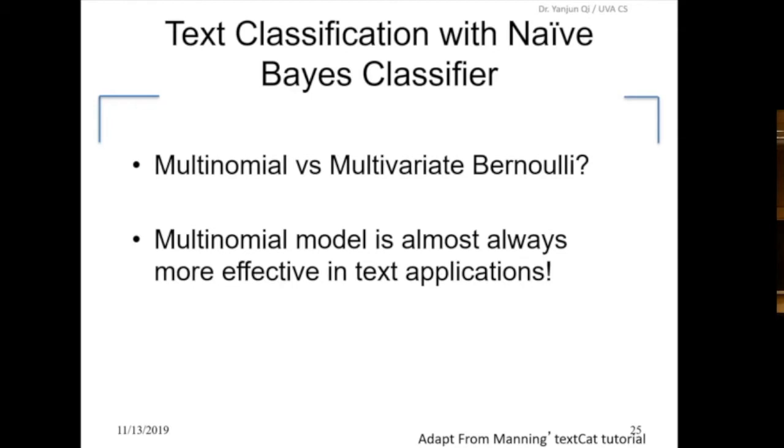First, let's compare multinomial versus multivariate Bernoulli. Between 1997 and 2005, there were a lot of papers comparing these. The multinomial model is almost always more effective in text applications. This may sound trivial, but think about the future, when you have some kind of discrete features. Consider using counts, not just existence. This is not just for text.